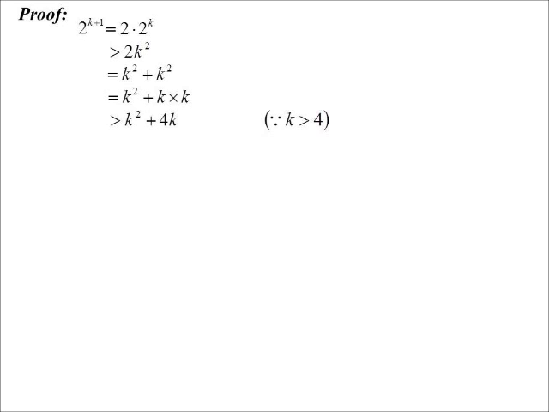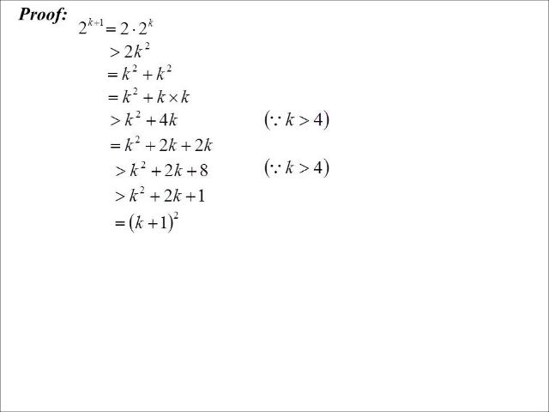I don't want 4k, I only want 2k. So I'm going to rewrite that as k squared plus 2k plus 2k. But that second 2k, I'm going to say, well, that's greater than 8, because k is greater than 4. Now, I don't want k squared plus 2k plus 8. I want k squared plus 2k plus 1. However, 8 is bigger than 1. So therefore, k squared plus 2k plus 8 is greater than k squared plus 2k plus 1.